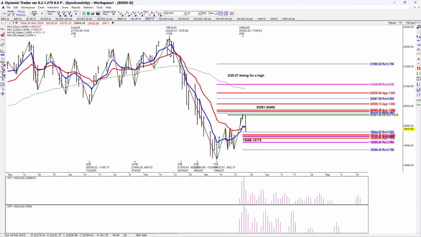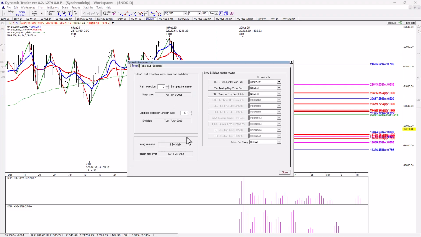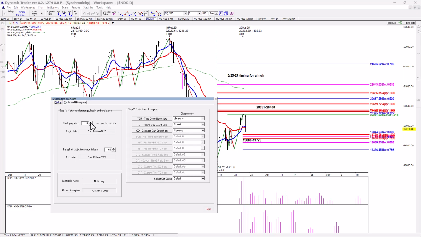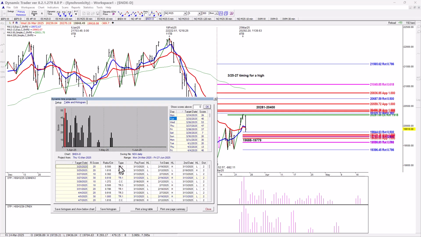So here, okay, I basically choose the swings that I want the program to look at, and then I ran one from the March 13th low. So I did reports, dynamic time projection, make a new report, and let's see, so it would have been like here. Okay, so it would have been Monday here. So I'm projecting for the next possible high. So this is what we're looking at here. So click on table and histogram.